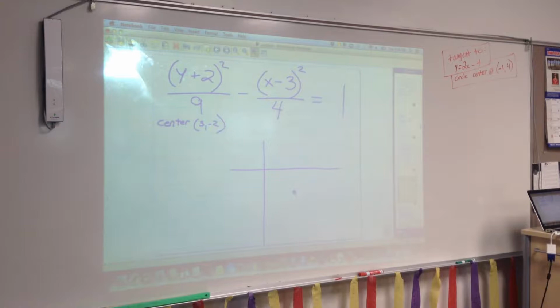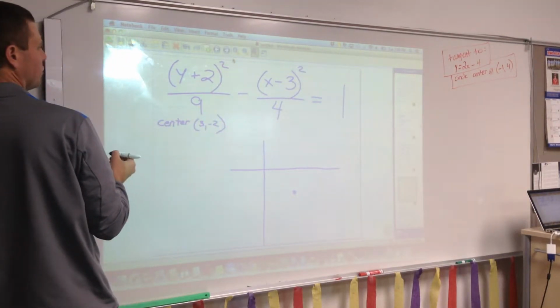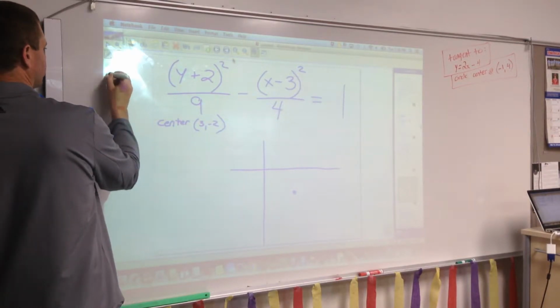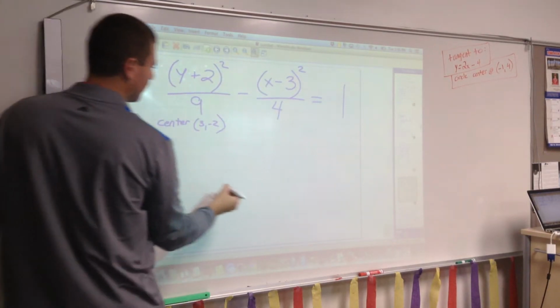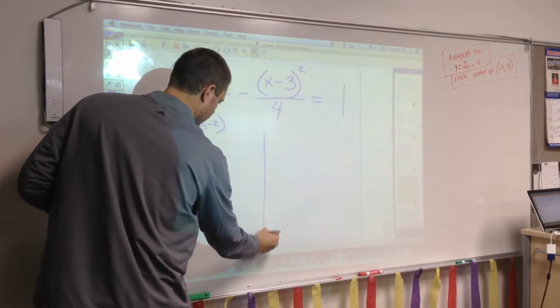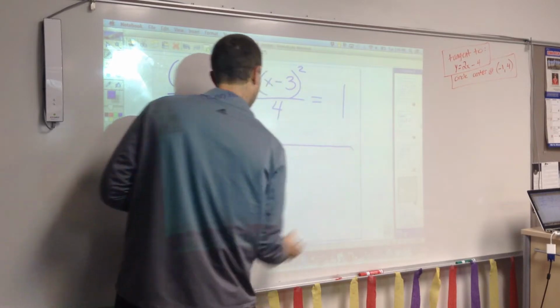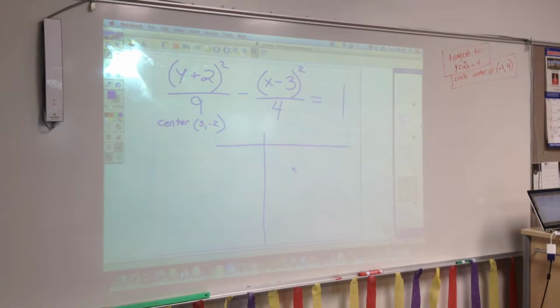Okay. I'm going to erase that, I need more room. Because the y value is the positive one and the x value is the negative one, which way will our curve be opening towards? Up and down. Up and down, yep. Okay, so there's my center, 3, -2.